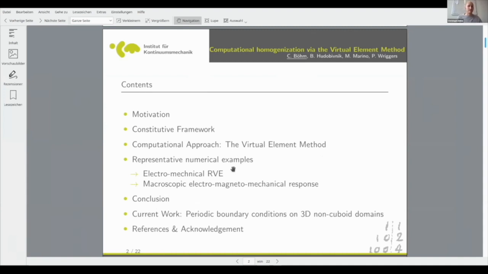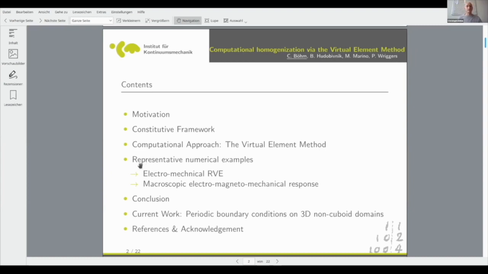So the content is basically the motivation why to use virtual elements, at least for polycrystalline materials, which are mostly grain materials at the microscale. Then I introduce the constitutive framework. It's just a few slides to show you what I employed at the microscale. I guess this computational approach, since we heard it in at least every presentation in the last 2 days here, I can skip a bit and want to focus on representative numerical examples.